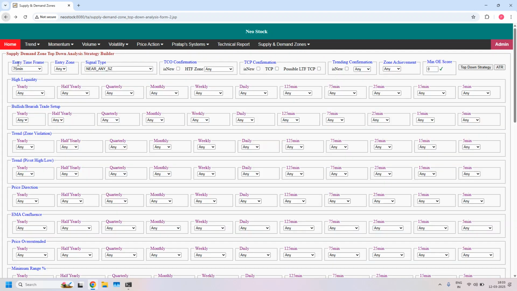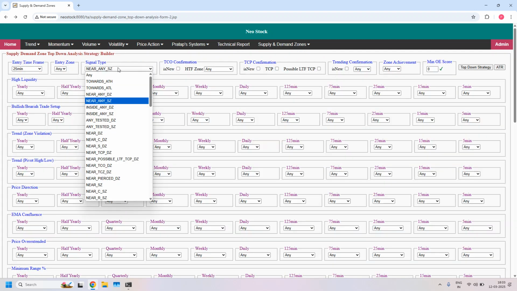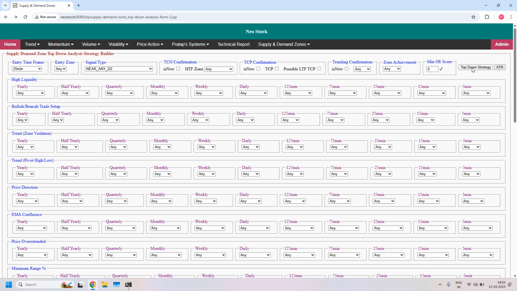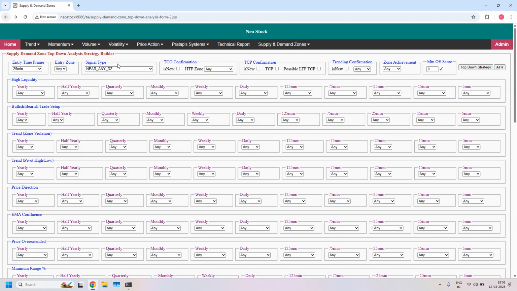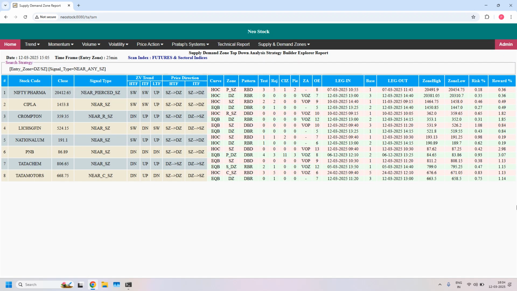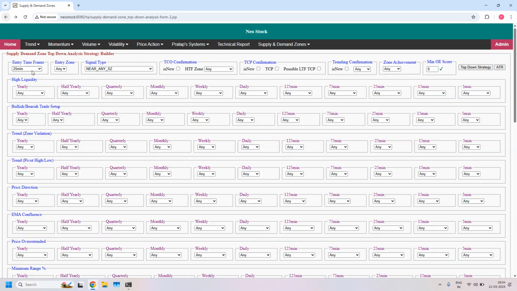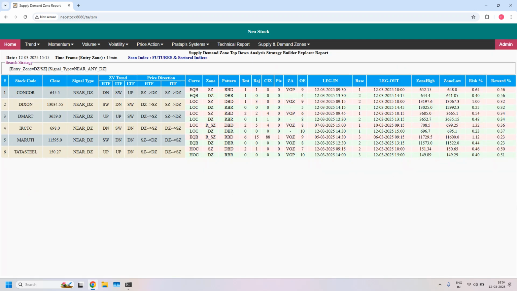Okay, next time frame is 25 minutes. Stocks near 25 minutes demand zone. We got 4 stocks. Next, stocks near 25 minutes supply zone. We got 8 stocks. Okay, next time frame is 15 minutes. Stocks near 15 minutes demand zone. We got 6 stocks.